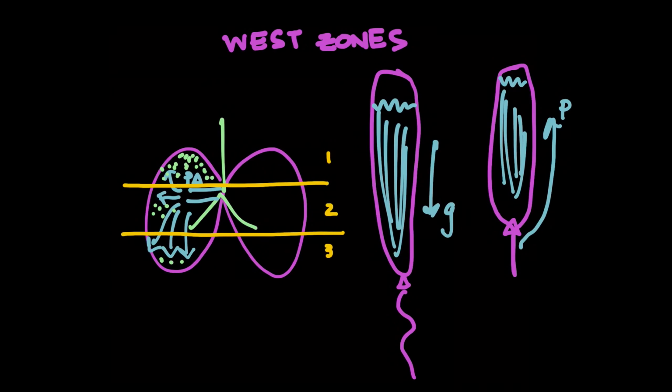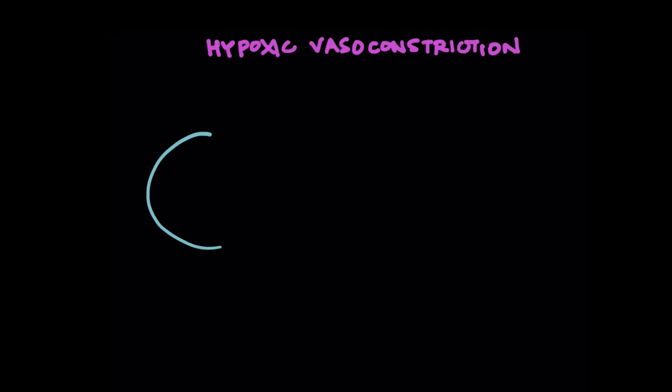Now, you decreased your zone 3 by squeezing, and then your zone 1 actually is going to get smaller too, because the water is going to rise up into it, making it more like zone 2. But will there still be VQ mismatch because zone 1 has so much air?